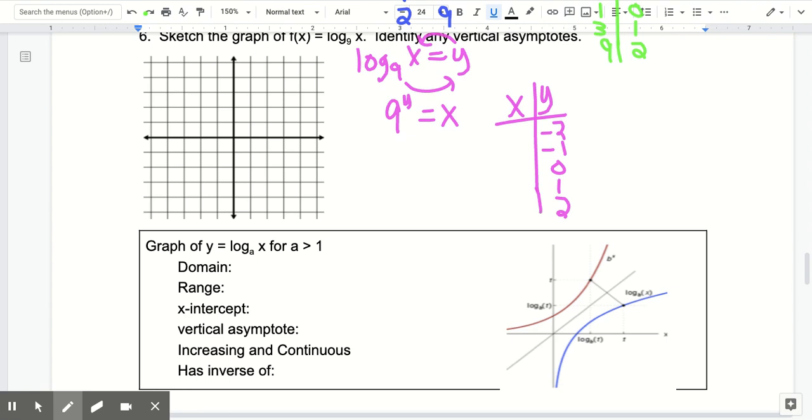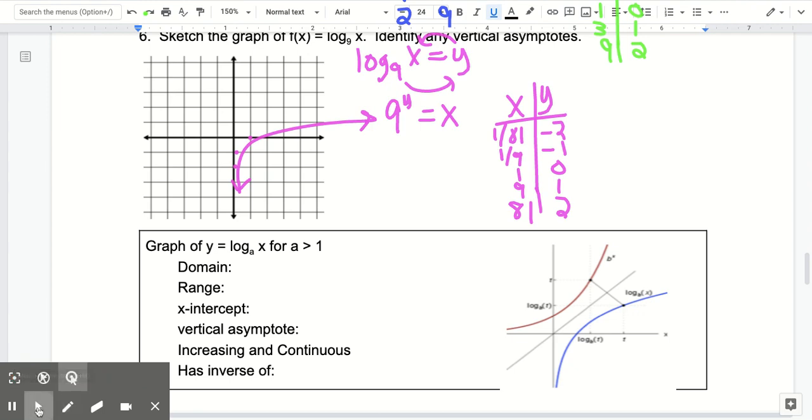And when we do that, 9 to the -2 is 1/81. 9 to the -1 is 1/9. And that finishes out the table. So I'll graph this. This doesn't really fit on here. It's over there somewhere. So again, same shape, just a little flatter than our last one.